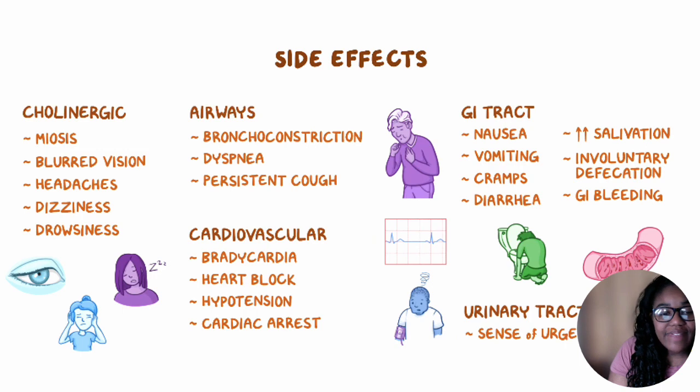So here are our side effects. Under cholinergic side effects, we have miosis, blurred vision, headaches, dizziness, drowsiness. In our airways, we have bronchoconstriction, shortness of breath, and persistent cough. Cardiovascular, you have bradycardia, heart block, hypotension, cardiac arrest. GI tract, you have nausea, vomiting, cramps, diarrhea. You see an increase in salivation or involuntary defecation and GI bleeds. And in the urinary tract, you have more of a sense of urgency to go to the bathroom.